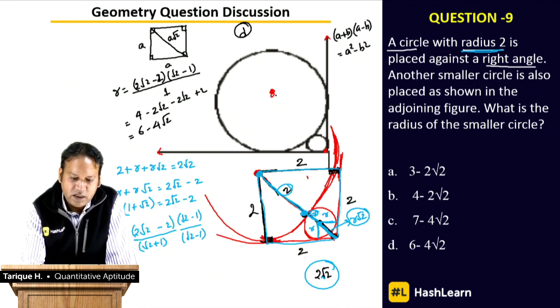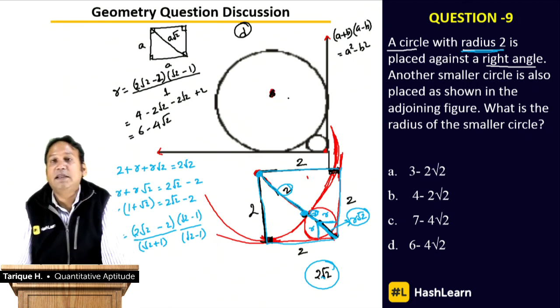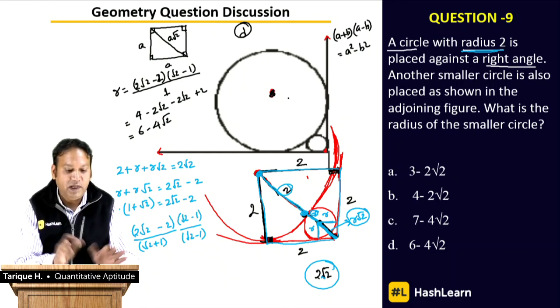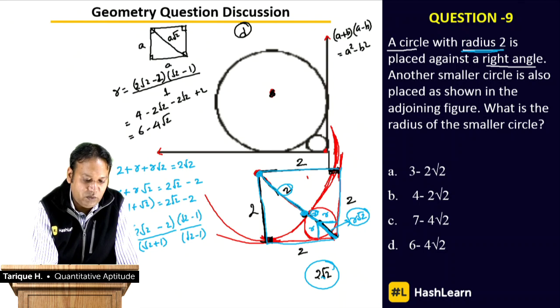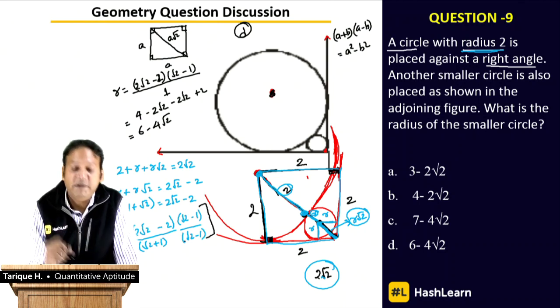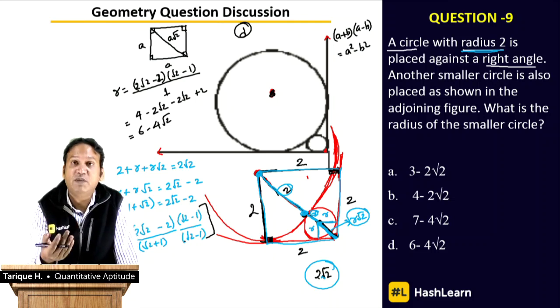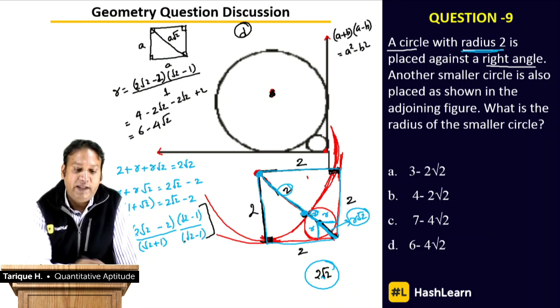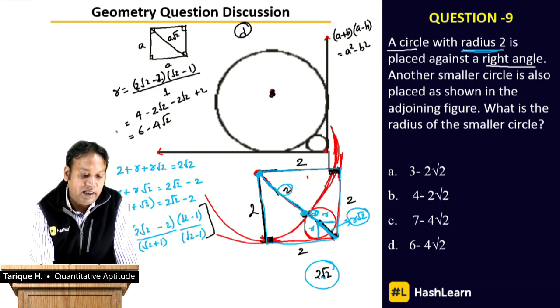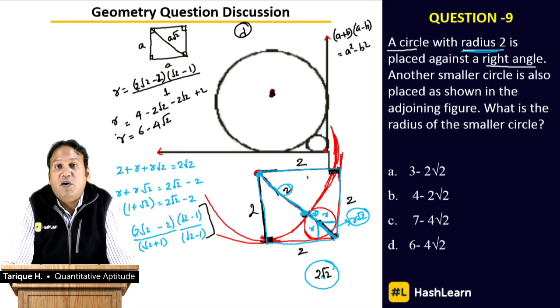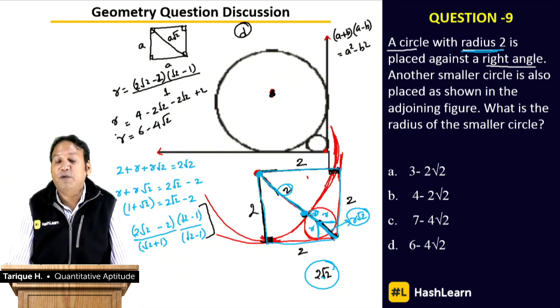So we have to use the circle concept as well as the square concept, the diagonal of the square and the circle, combining both, and then simplification. The major part that took a little time for us was the simplification part. So we simplify by rationalizing the fraction, multiplying by root 2 minus 1 and dividing by root 2 minus 1, and then opening the bracket, and then getting the answer finally as 6 minus 4 root 2. The radius of the smaller circle is 6 minus 4 root 2. That's the answer to question number 9.